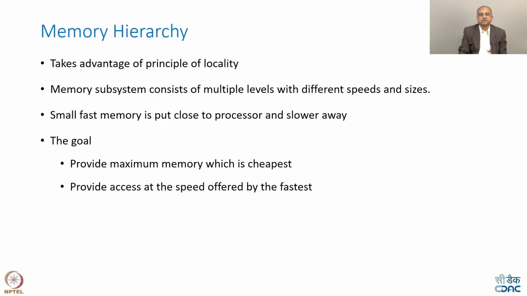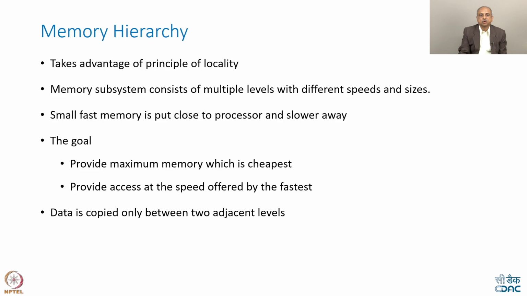So, the goal of this hierarchical system is that you provide the maximum memory that you need, which is the cheapest, and of course it is going to be slowest, whereas since you have put the fastest memory closer to the CPU, it will be able to access the memory at the speed that is offered by the fastest, that is the SRAM. And because it is small, it is not going to hold all the data. All the data is going to be held in the maximum memory, which is the cheapest and which is away from the CPU, and in between you have multiple levels.